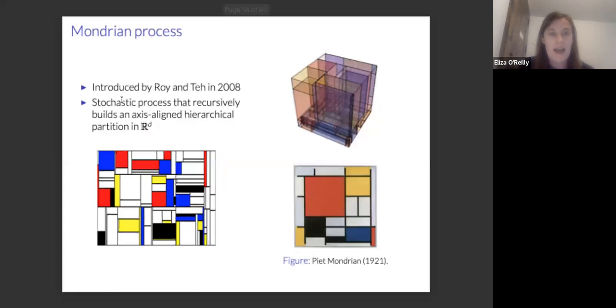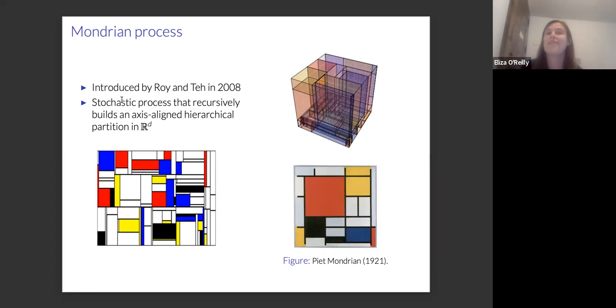One particular class of purely random forests that I want to focus on is generated from what's called the Mondrian process. This is a stochastic process on the space of partitions that recursively builds this axis-aligned hierarchical partition in an axis-aligned box in R^d. So it's a well-defined process for any dimension d. It was introduced by Roy and Teh in 2008.